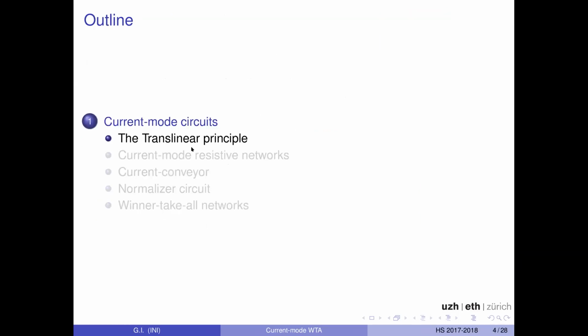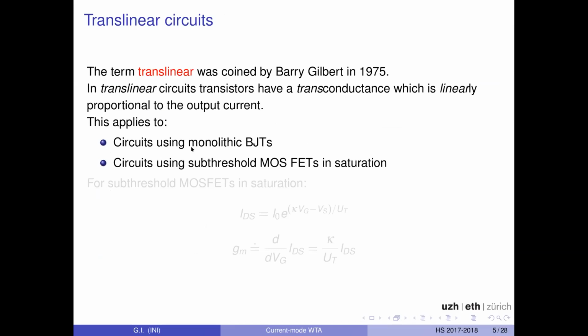If we go to the translinear principle, this is a principle that was, as I said, coined by Barry Gilbert in 1975. It uses circuits that have a transconductance that is linearly proportional to the output current. You already know what the transconductance is. Usually you use the term conductance, which is 1 over the resistance, to indicate a device that has 2 terminals, in which the voltage is applied across the 2 terminals and you measure the current flowing through them, like a resistor.